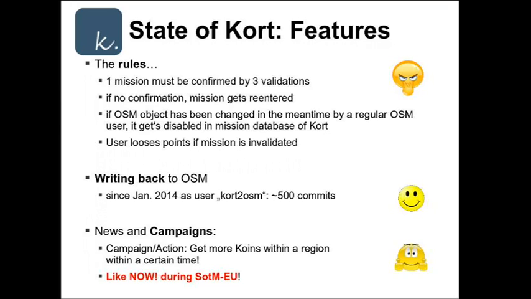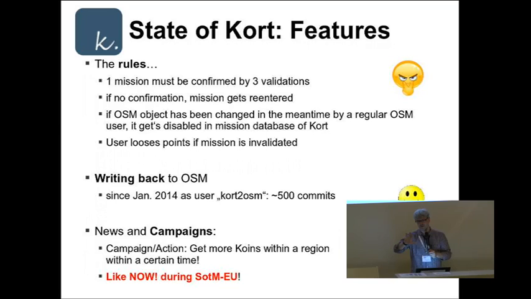Then the third rule is if the object has been changed in the meantime, because it can take quite some weeks that 4 people visit the same building or street name and validate it. If it has been changed, another attribute or something, then it gets disabled as a mission and taken out of the database of Kort, because I don't want to overwrite a version of some human.